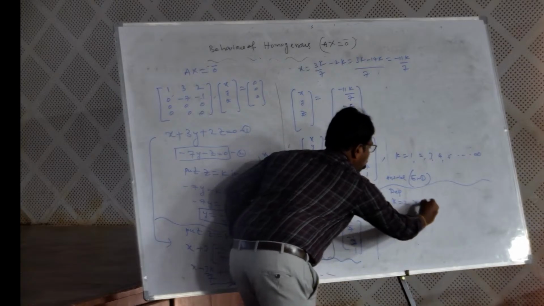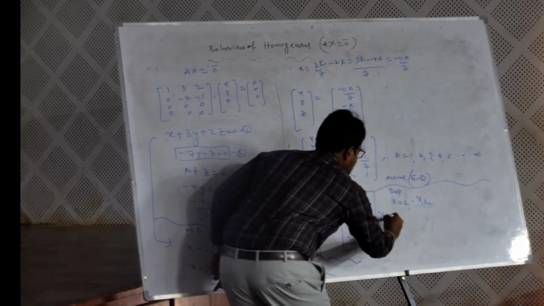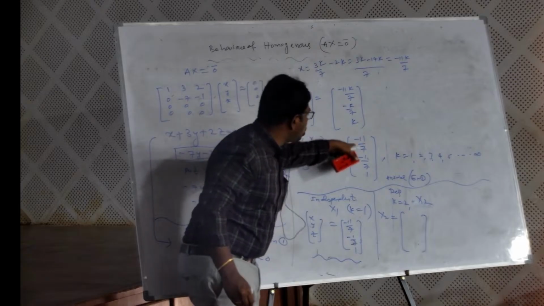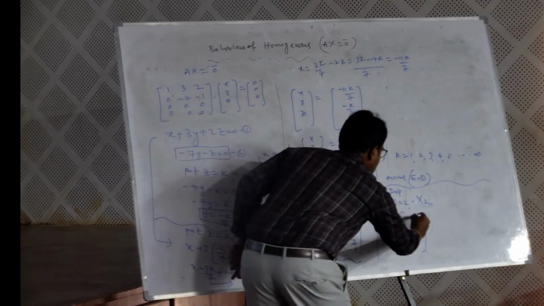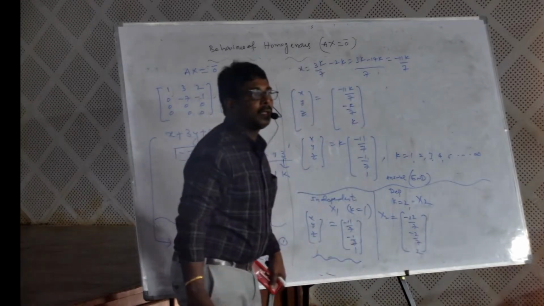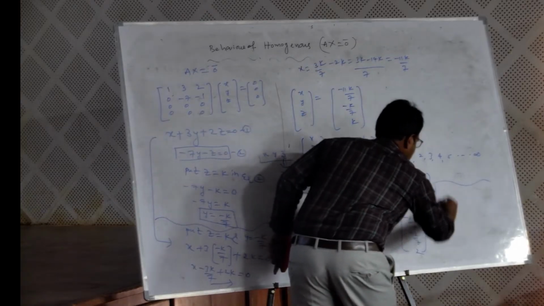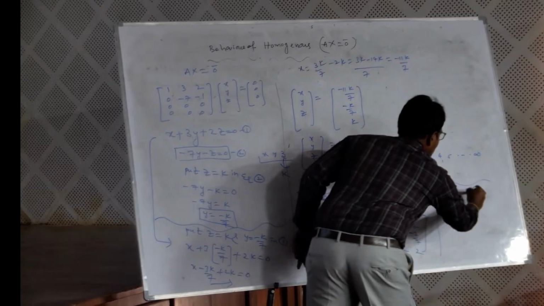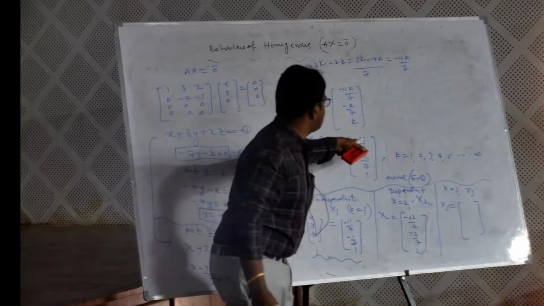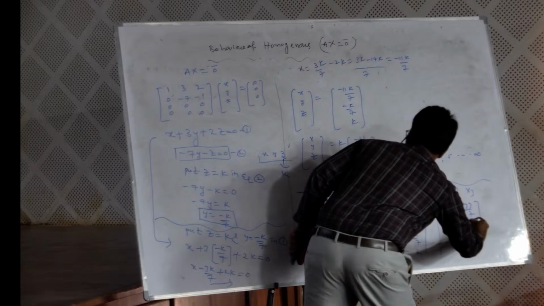If you put k equal to 2, which solution will you get? Second solution. What is x2? Put k equal to 2. Multiply everything by 2. Again this is dependent. Put k equal to 3. What is x3? If you put k equal to 3, minus 33 by 7.